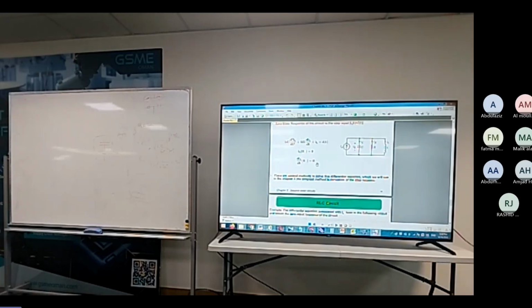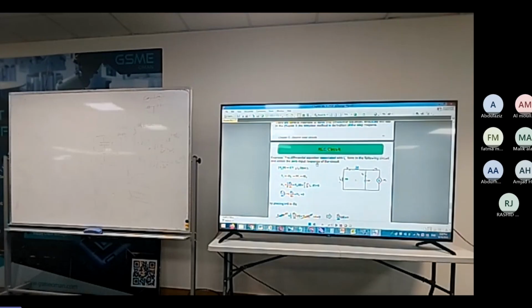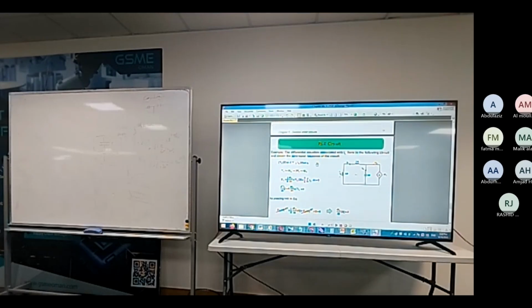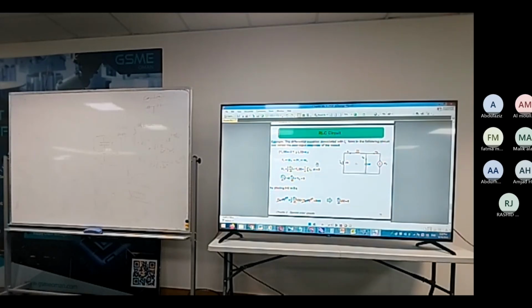The result is exactly the same. Suppose we have an arithmetic circuit here, and we want to find the differential equation related to IL. It should be easy for you to solve. How can we write a differential equation related to IL?